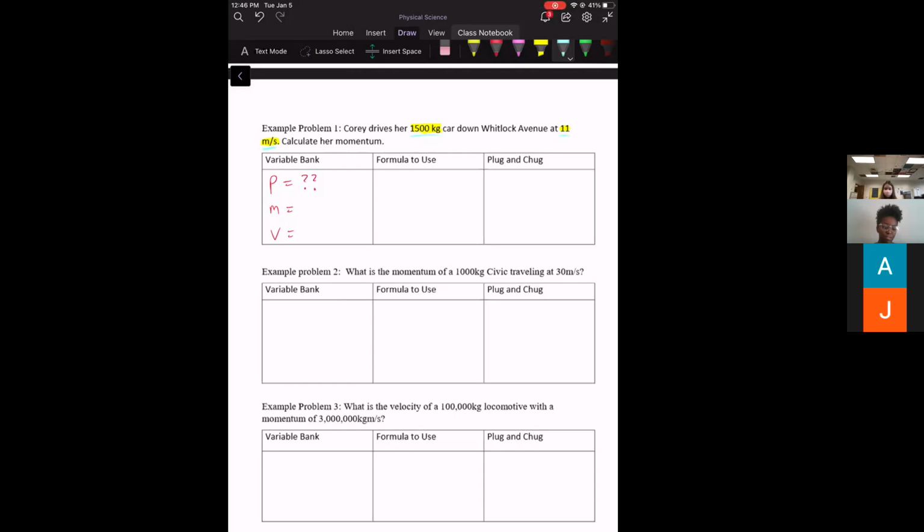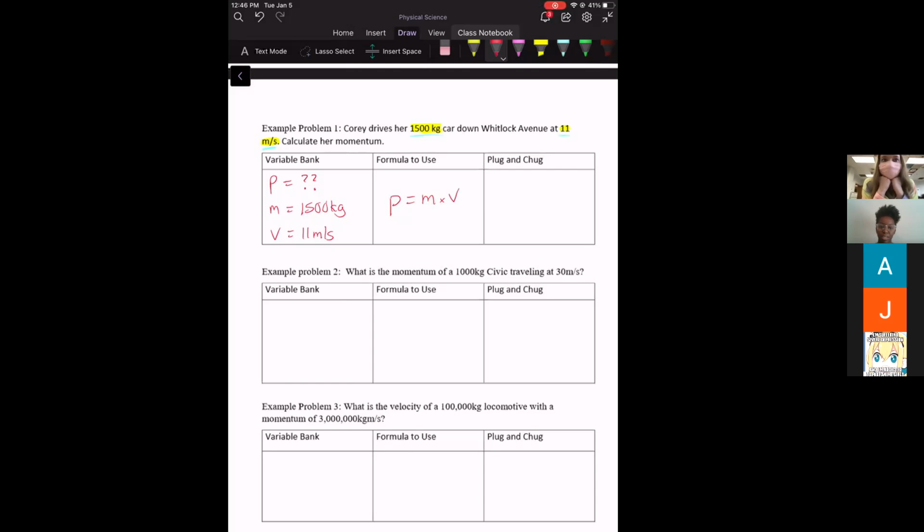Jordan, where do you want to put the 1,500 kilograms? How much the car weighs? So you want to put that for M or for V? For M. For M, very nice. All right, so I'm going to put 1,500 kilograms here. And that must mean that V is 11 meters per second. We're using the same formula the whole time. P equals M times V.